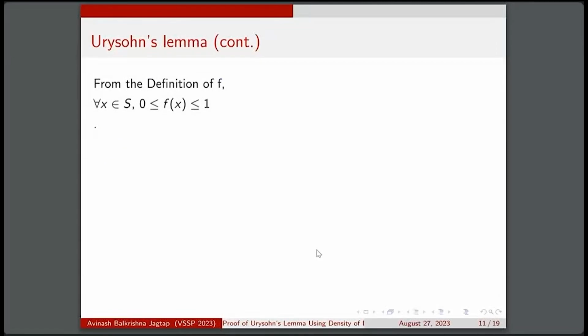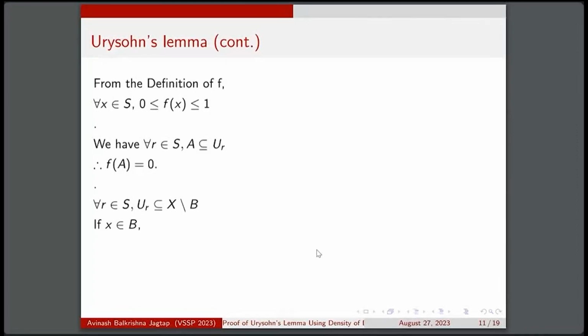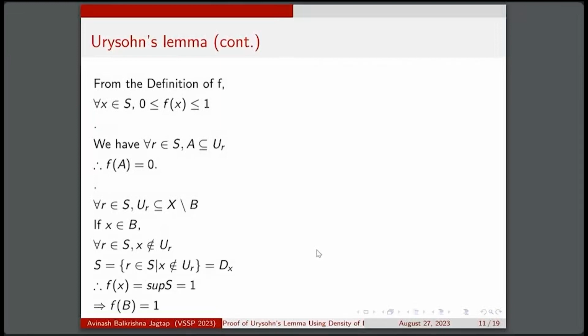Now from the definition it is clear that f takes values between 0 and 1, and for all r in S we know that A is a subset of U_r, so on A, f takes the value 0. Now for all r in S, U_r is a subset of B complement, so if we take any element of B, it will not be in U_r because it is not in B complement. So D_x for x in B is actually the whole of S. So f(x) will be the supremum of S. So on B the function will take the value only 1.